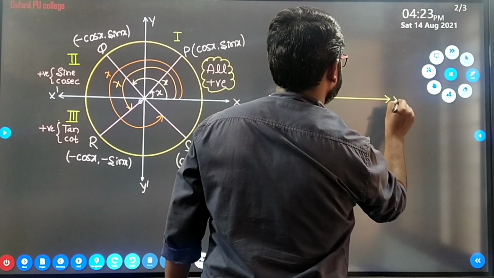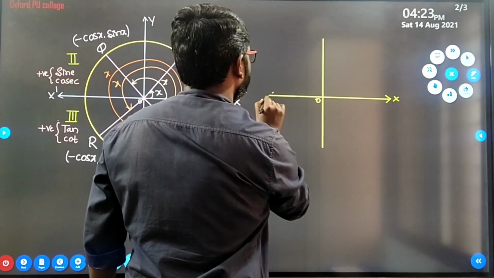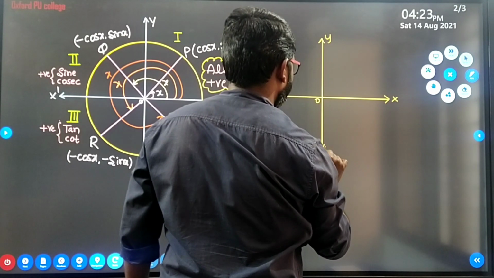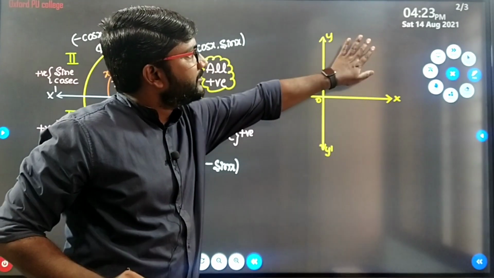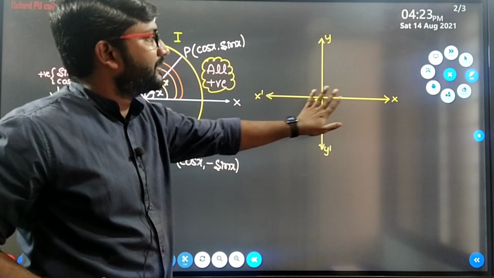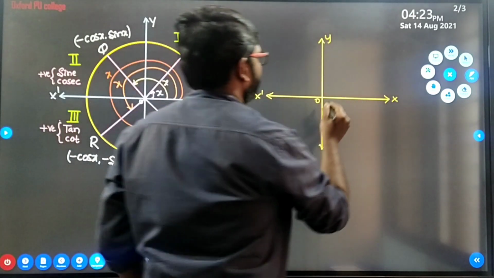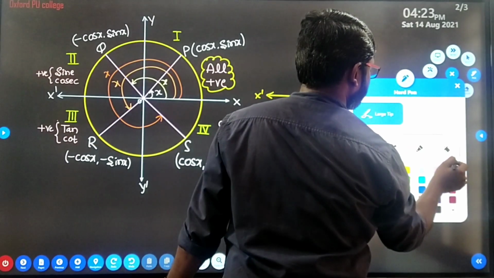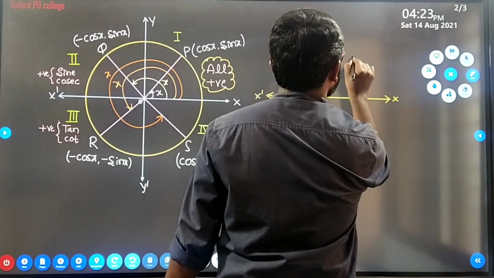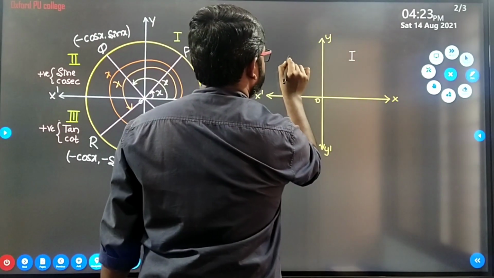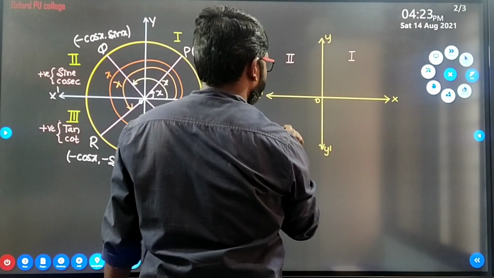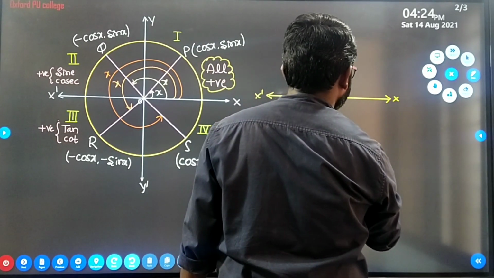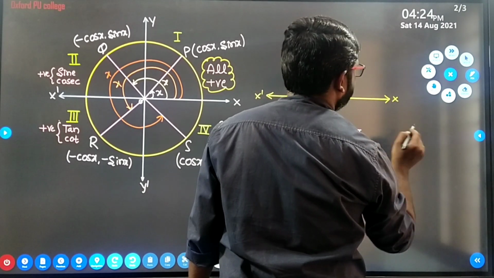Well, this is the x-axis, origin, then x dash, then this will be the y, and this is y dash. So this will be the first quadrant, the second quadrant, third quadrant, and then the fourth quadrant. This is the first quadrant, this is the second quadrant, this is the third quadrant, and this is the fourth quadrant.